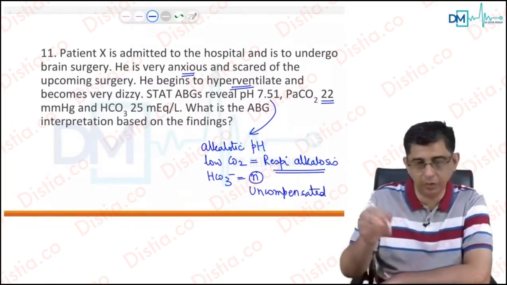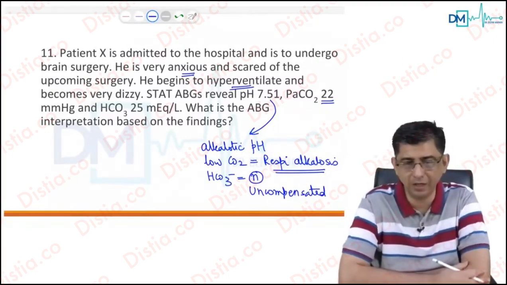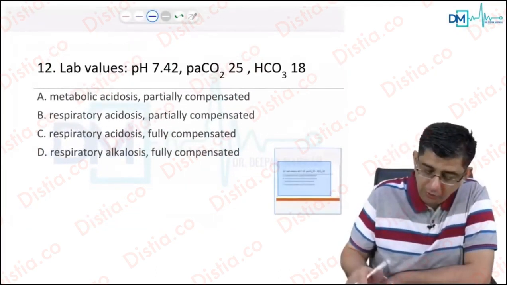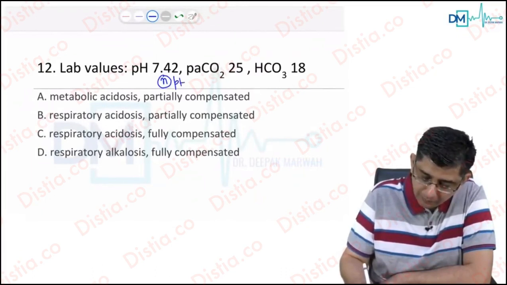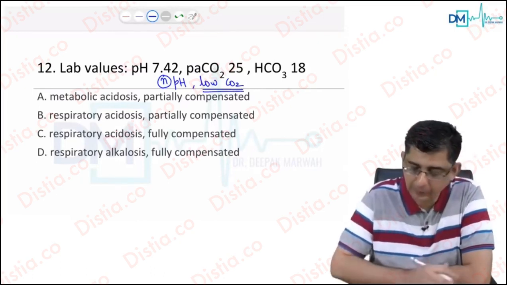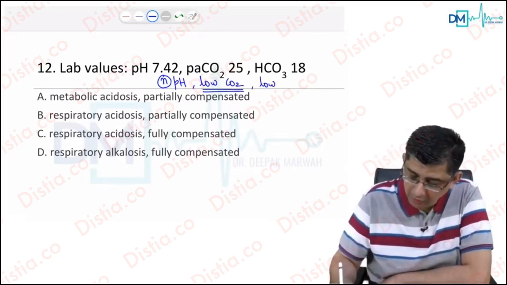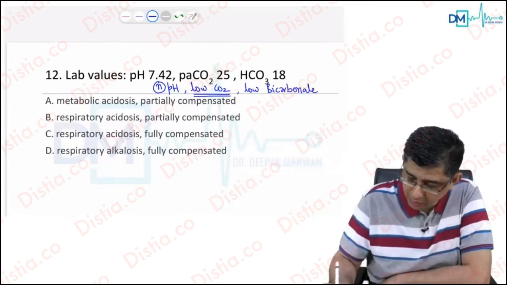Had they been lesser, had they been given to be 20, 18, 15, whatever, if they were lesser, I would have said partially compensated. In the next question, you can see that the pH of the patient is 7.4, that is a normal pH. There is a low CO2 in the patient, so there is a respiratory etiology behind this. And there is also a low bicarbonate in the patient. Low bicarbonate indicates the fact that the patient could be having metabolic acidosis.